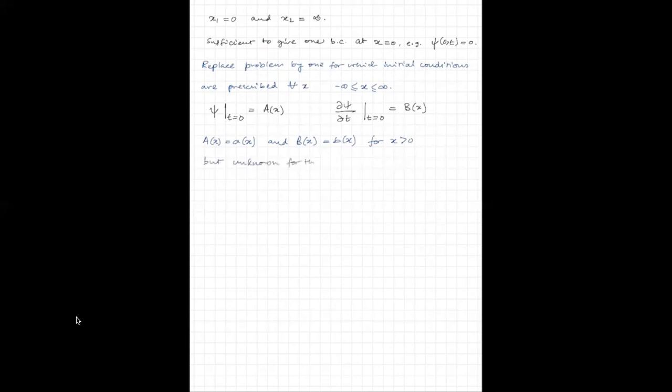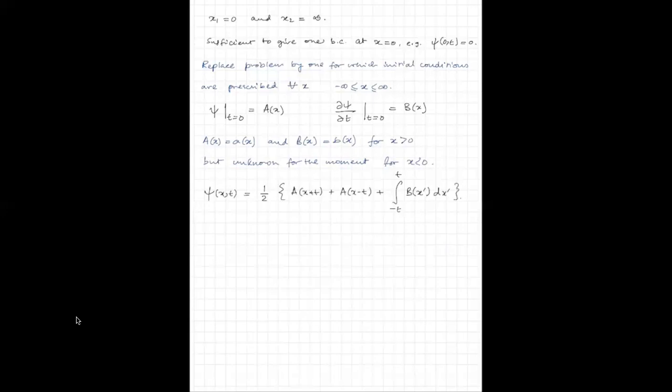For the moment, for x less than 0. Okay, so the solution is what? The solution is going to be, this is what we found earlier: psi of x,t is going to be half of a of x plus t plus a of x minus t plus the integral from minus t to t of b of x prime dx prime. So that is the solution.